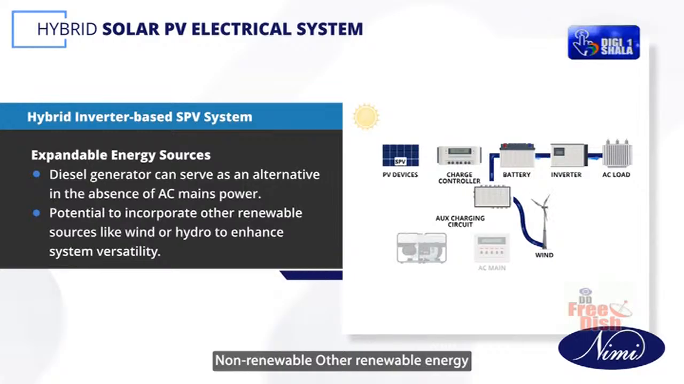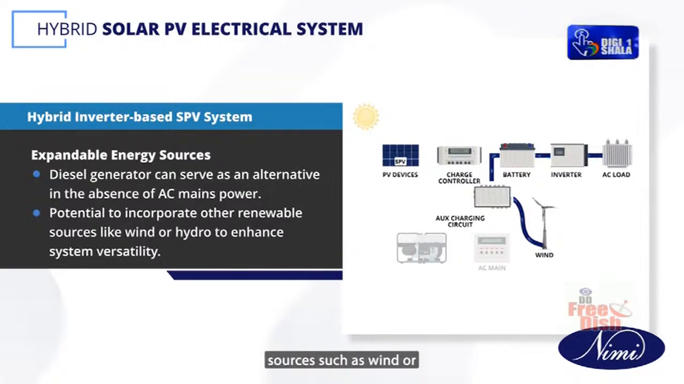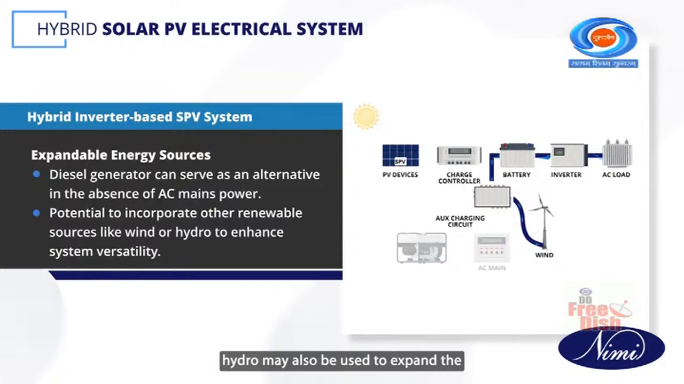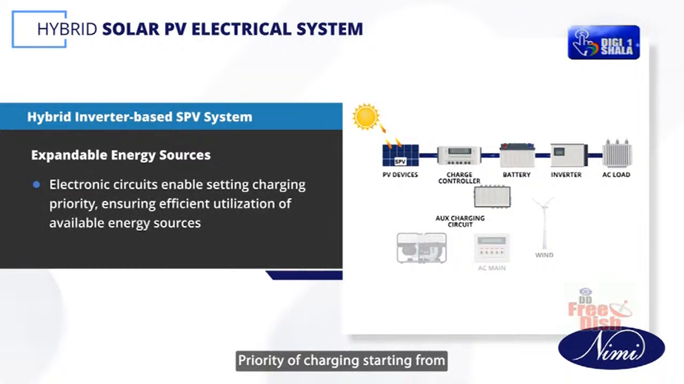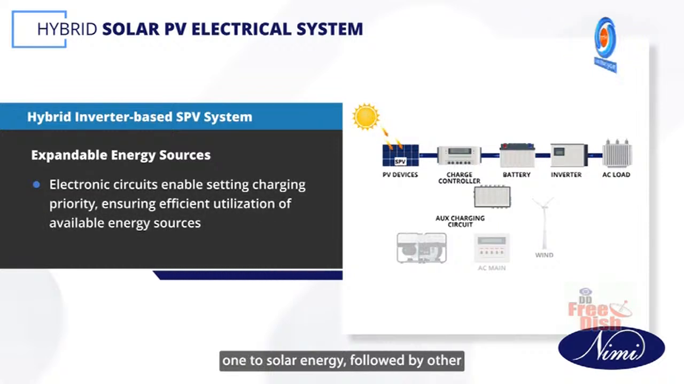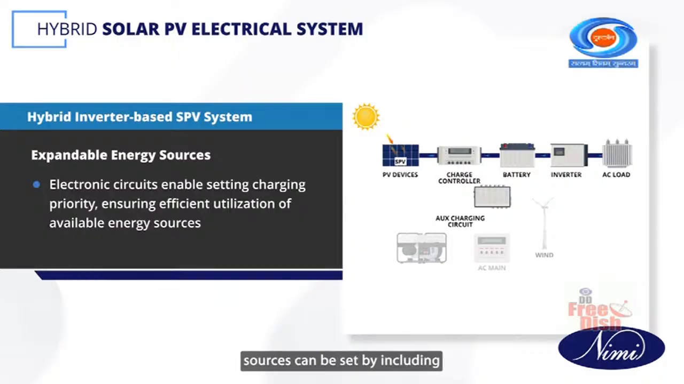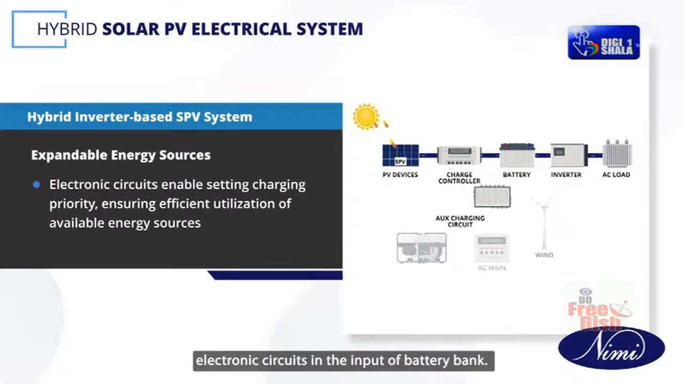Other renewable energy sources such as wind or hydro may also be used to expand the scope of hybrid SPV systems. Priority of charging, starting from 1 to solar energy, followed by other sources, can be set by including electronic circuits in the input of battery bank.